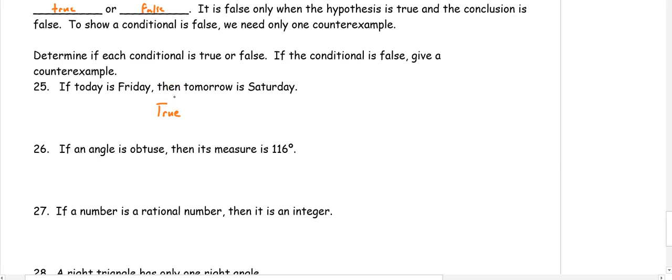26, if an angle is obtuse, then its measure is 116 degrees. This is false because it's an obtuse angle. Remember, obtuse angles have a range of greater than 90 and less than 180. So we could also have an angle that could be 170 degrees. If a number is a rational number, then it's an integer. This is also false. Remember back to Algebra 1, rational numbers are numbers that can be written as fractions, so we might have a number that's 2/3. So it is a rational number, but it's not an integer. So that's why it would be false.